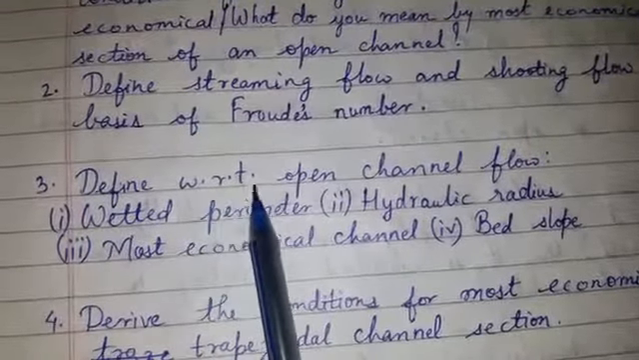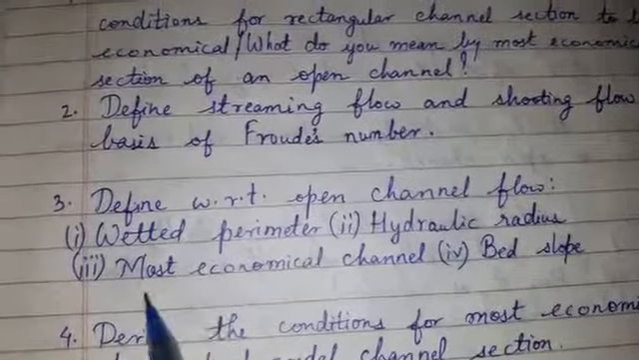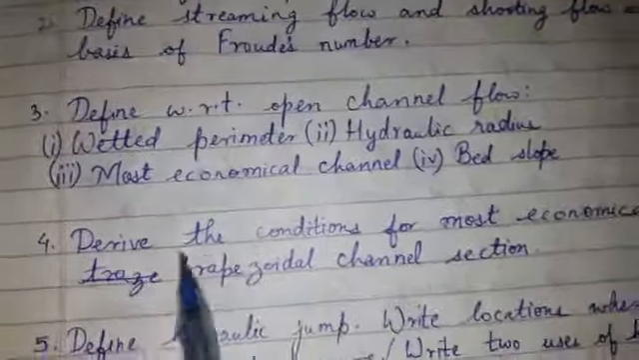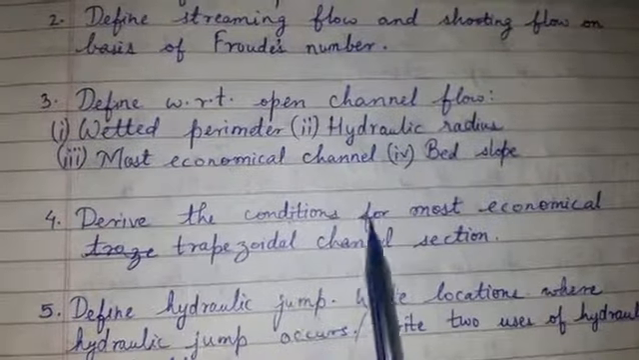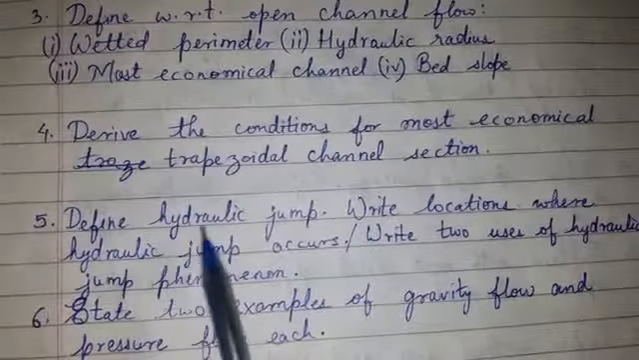Define with respect to open channel flow, wetted perimeter, hydraulic radius, most economical channel, bed slope. Question number 4, derive the condition for the most economical trapezoidal channel section. Question number 5, define hydraulic jump.